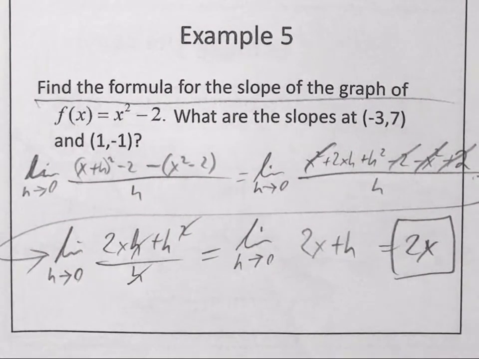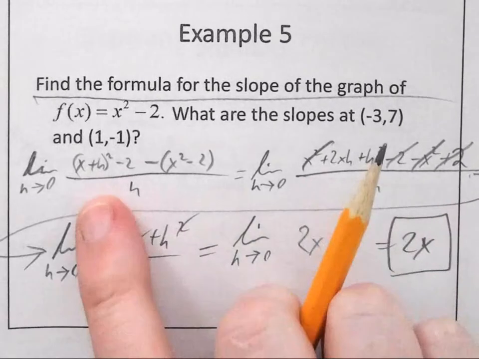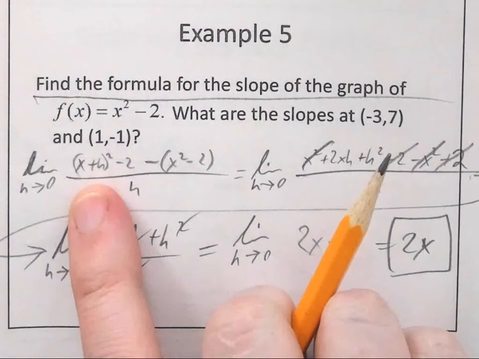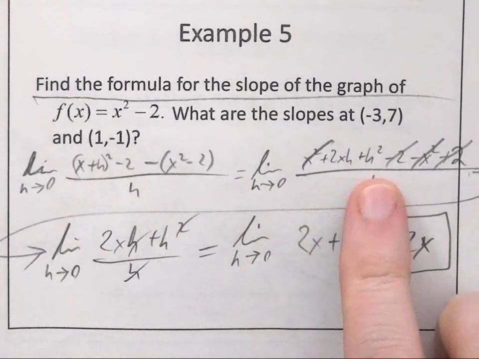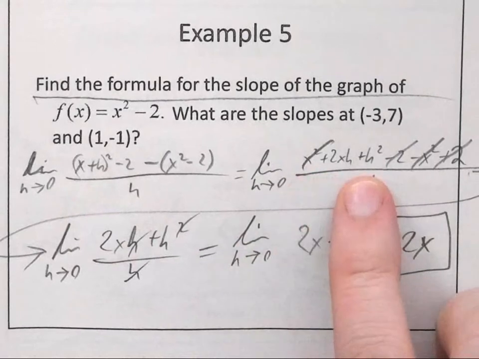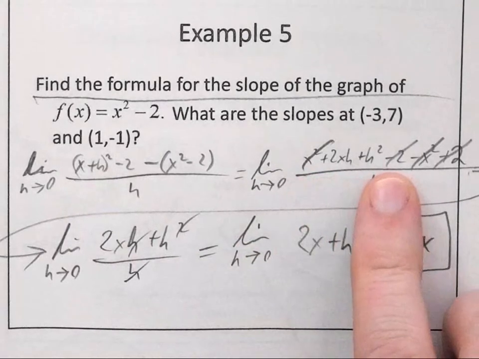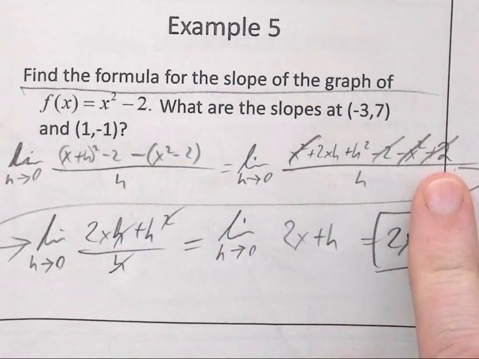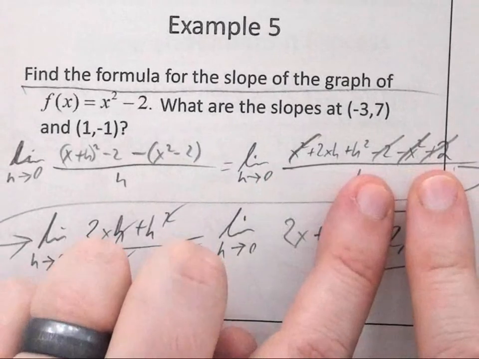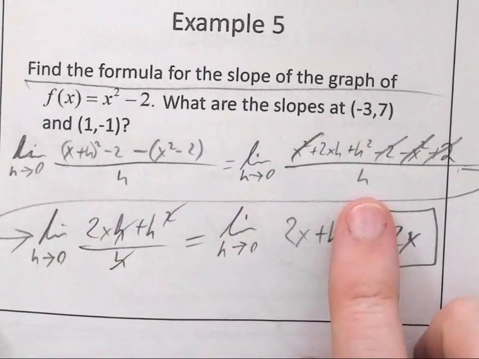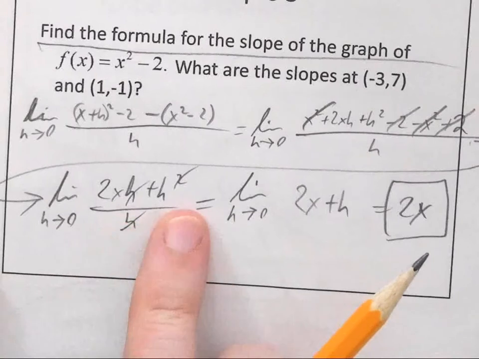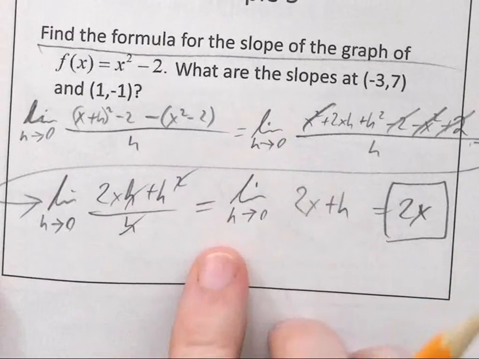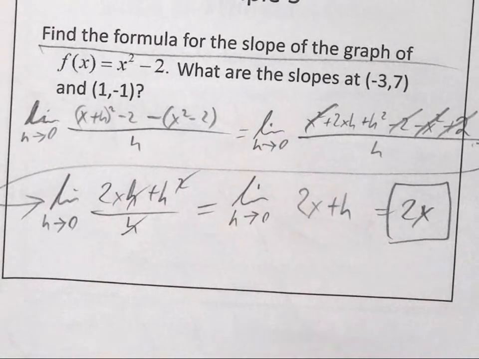So, FOIL this: x plus h times x plus h, or expand the binomial. Okay? That'll give you x squared plus 2xh plus h squared. You still have the minus 2 there. Also distribute the negative, which gives you negative x squared plus 2. The x squares go away, the negative 2 and the positive 2 go away. Still over h. Rewrite it: you have 2xh plus h squared divided by h, take an h out of everything. You have 2x plus h, and as h approaches 0, that gives you 2x.